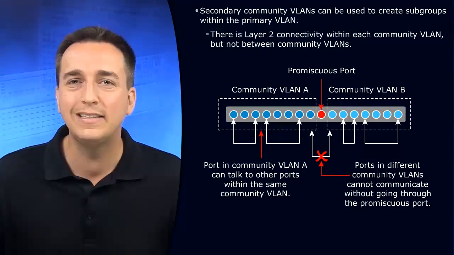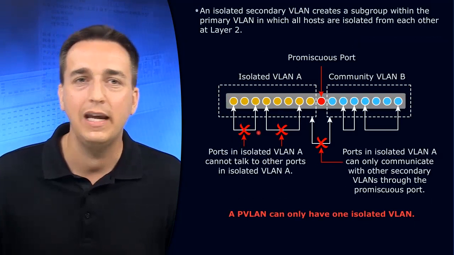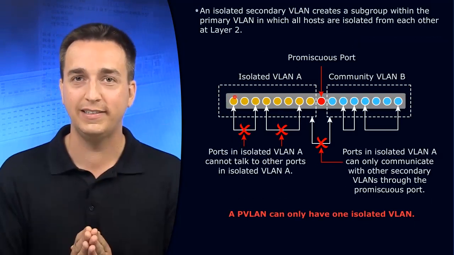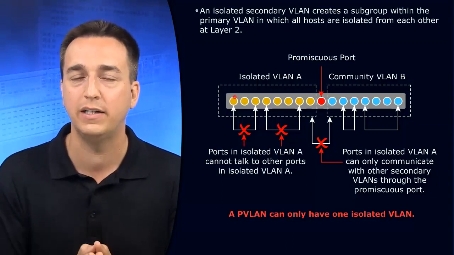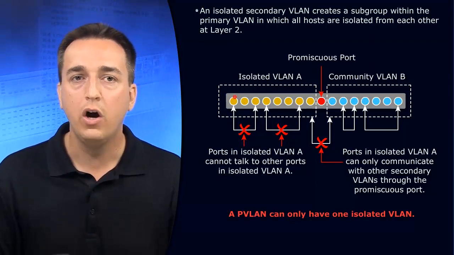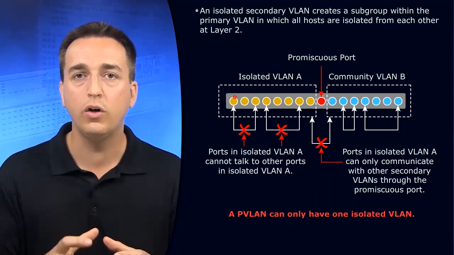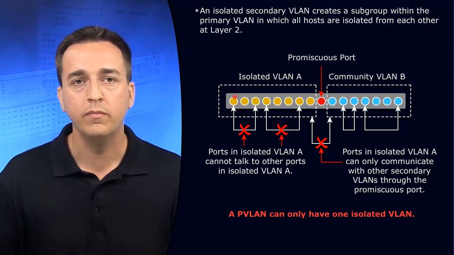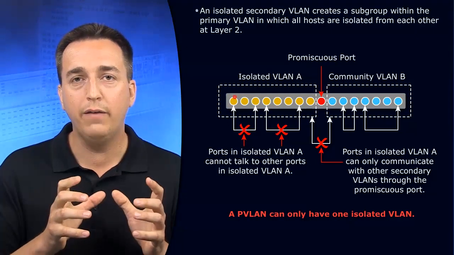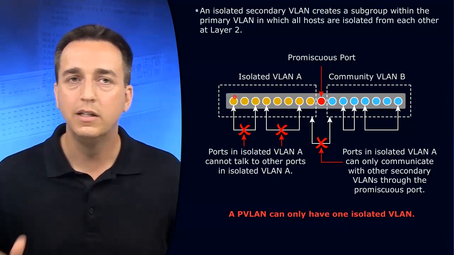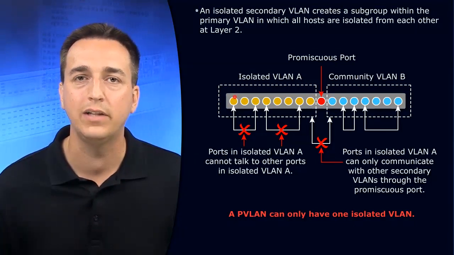There's also that isolated VLAN. And the isolated VLAN is designed to isolate a device. That's right, isolate a device. Now you can only have one isolated VLAN associated with your primary private VLAN. And if you want to isolate a device from everybody else, then you simply place it in that isolated VLAN.